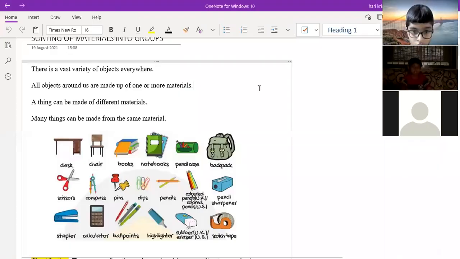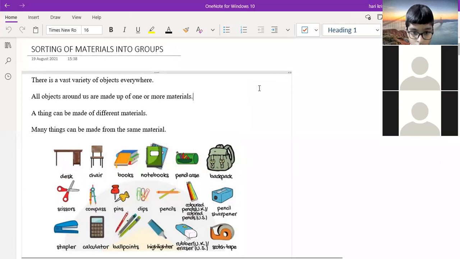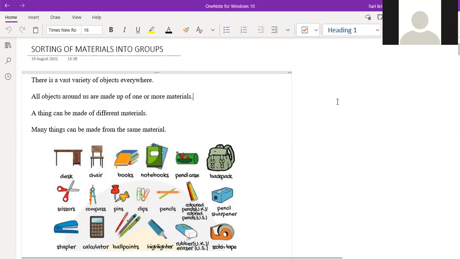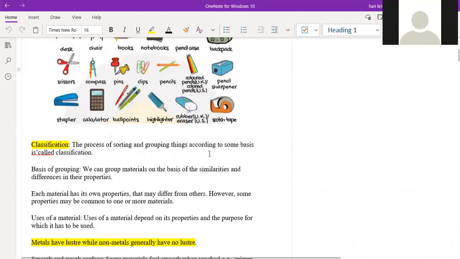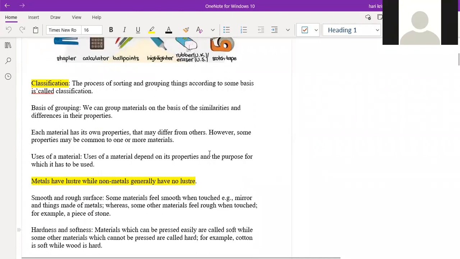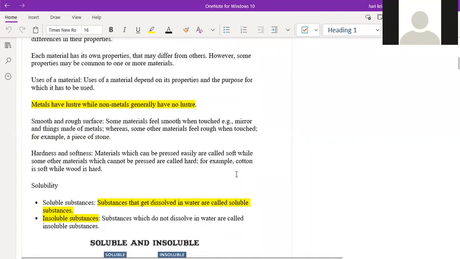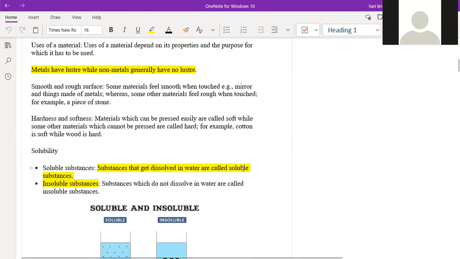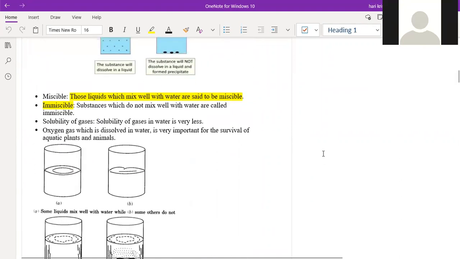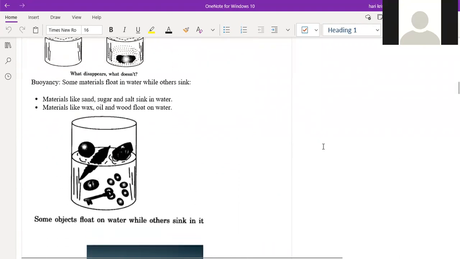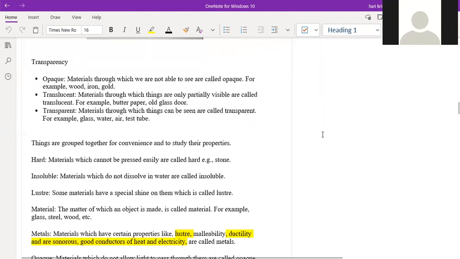Okay, so in the last class, you finished the topic sorting of materials into groups. We classify the materials into different groups based upon their properties or similarities, like metallic properties, lustrous, hardness, softness. Afterwards we sorted based upon other physical properties like solubility, soluble, insoluble, miscible, immiscible, homogeneity, and next opaque, translucent, transparent.